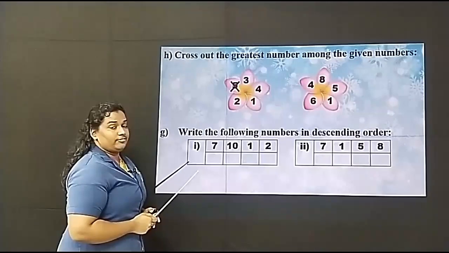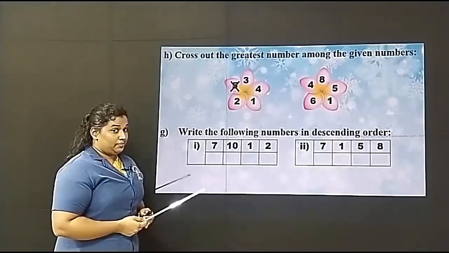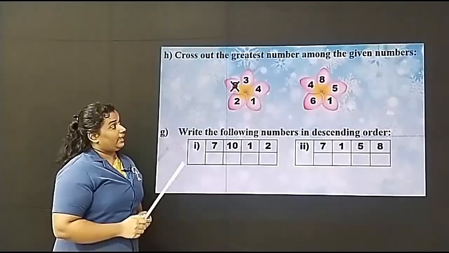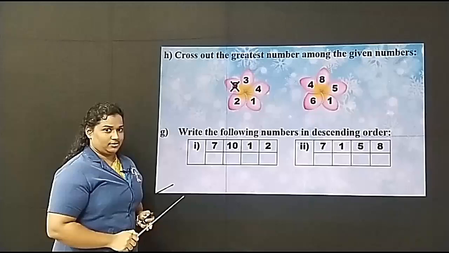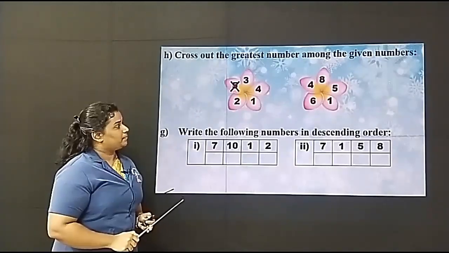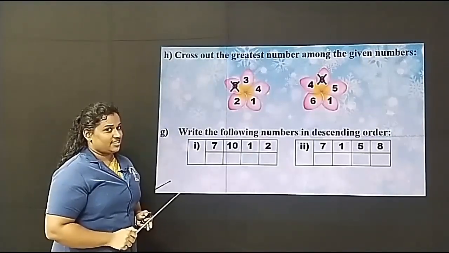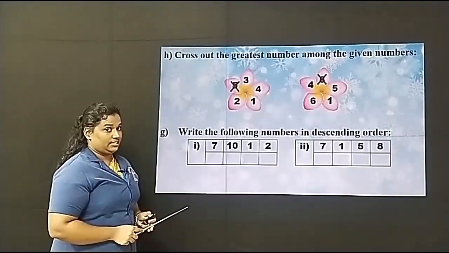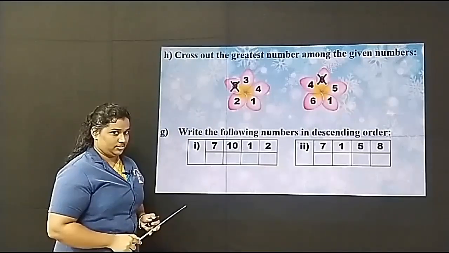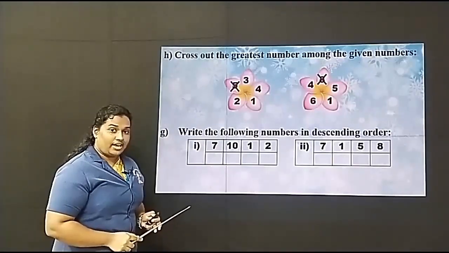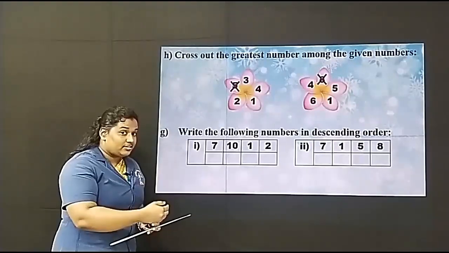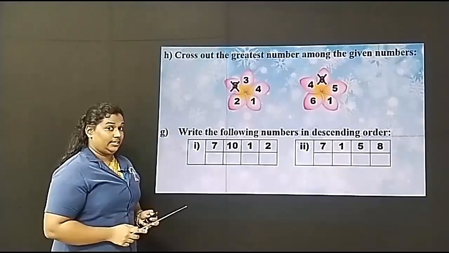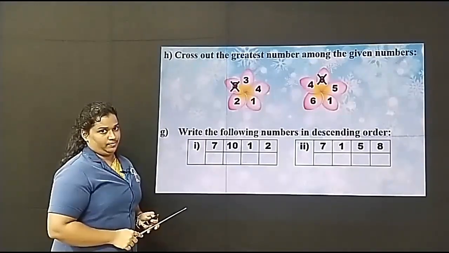Similarly, next set of numbers on the flower. Among these numbers, which is the greatest number? Yes, 8 is the greatest number. So we have to cross out number 8. Now the last exercise question. Write the following numbers in descending order. Descending order is writing numbers from greater to smaller. So let us write these numbers in descending order.